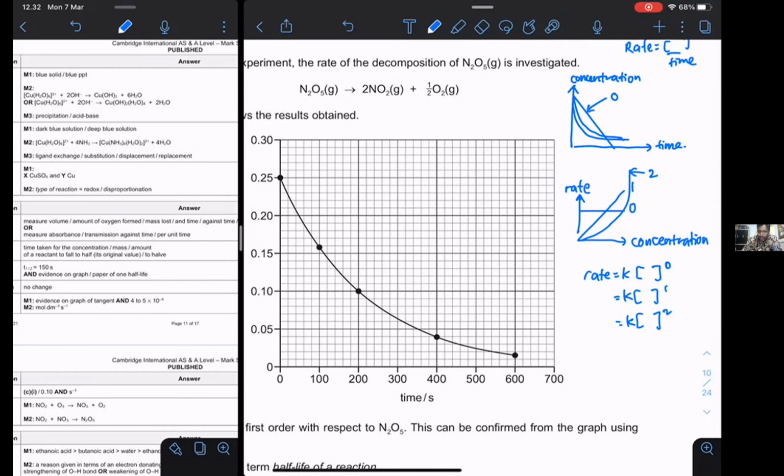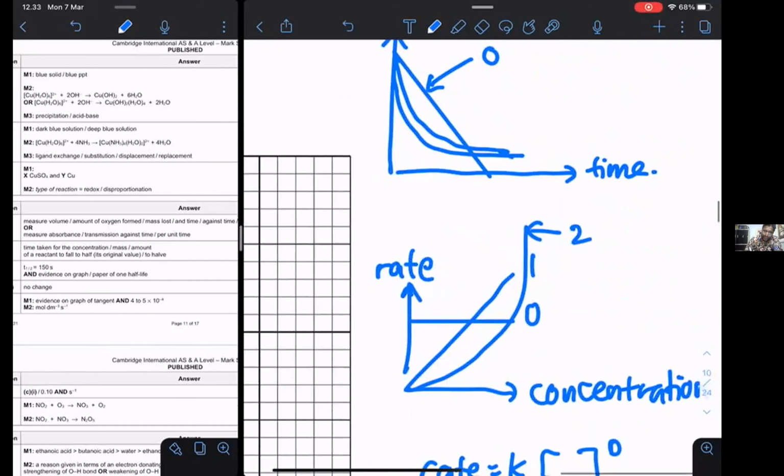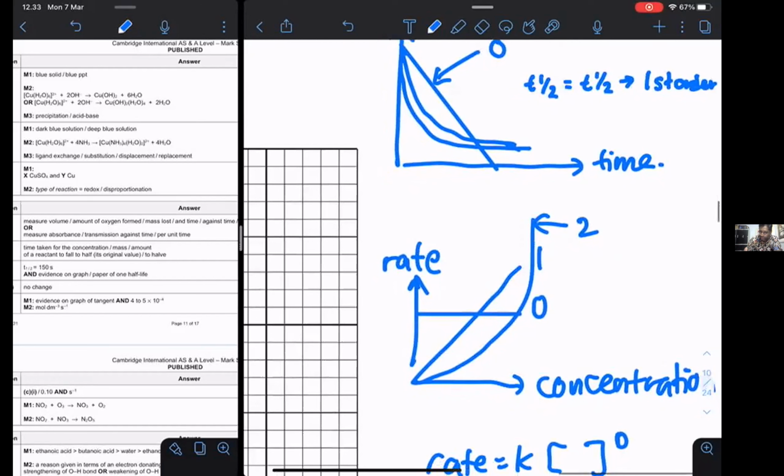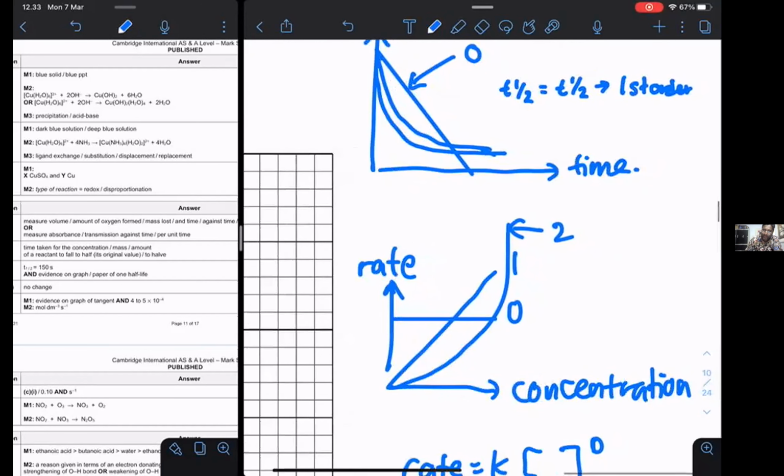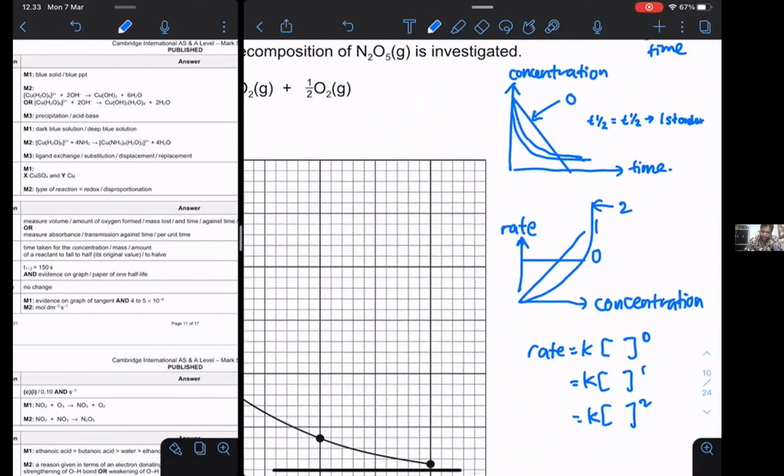So how do we identify between these two graphs which one is first order and which one is second order? By using the half-life. If the half-life is constant, then that reaction is first order. If the half-life is not constant, then it's a second order reaction. This is something that you need to take note of.